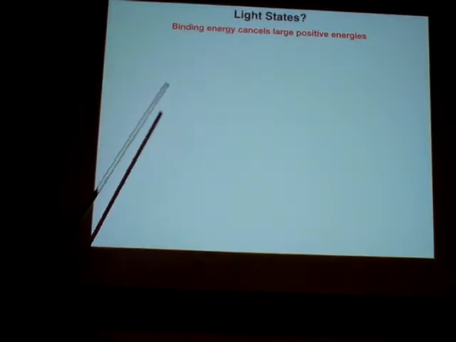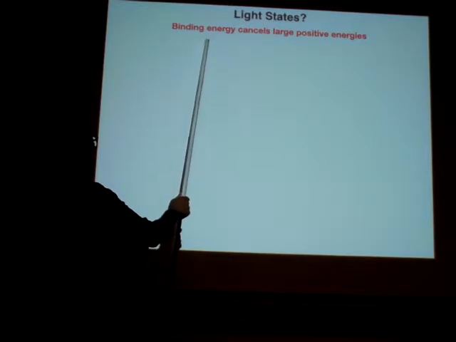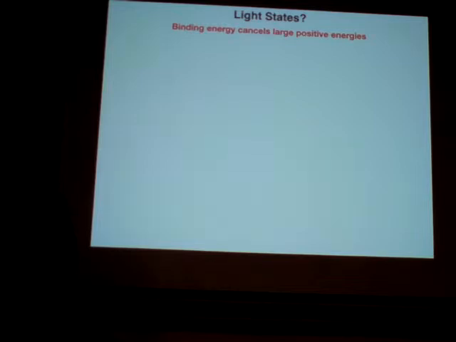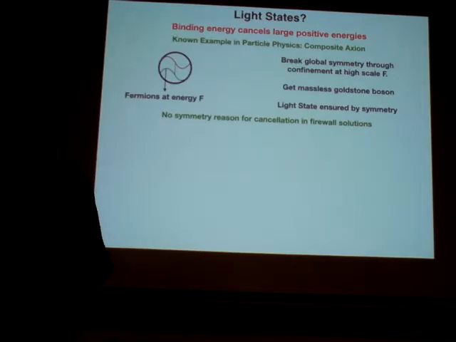The main idea here is that I have a large cancellation of positive energies by binding energy. That's what's basically happening. This big mass, m squared over m Planck, gets cancelled to enormous accuracy. We're familiar with this in particle physics. This shouldn't surprise us.